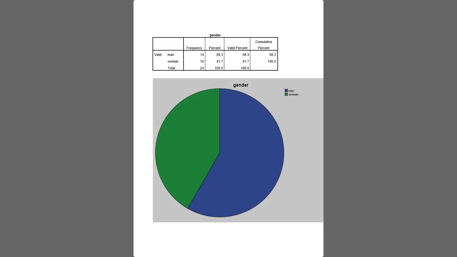Here, I've sorted men and women in a small hypothetical data set, and the modal category here is men. There are 14 men versus 10 women in this hypothetical data set. So that's the value in this data set that occurs the most.